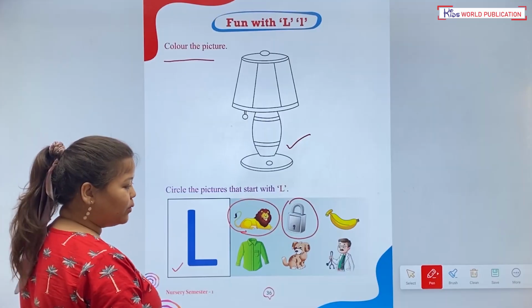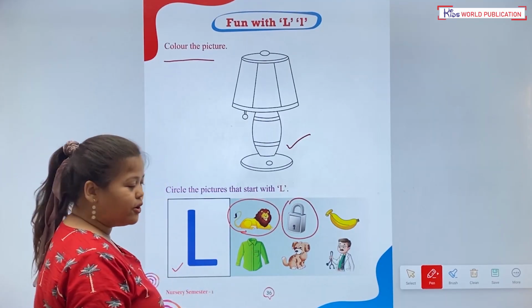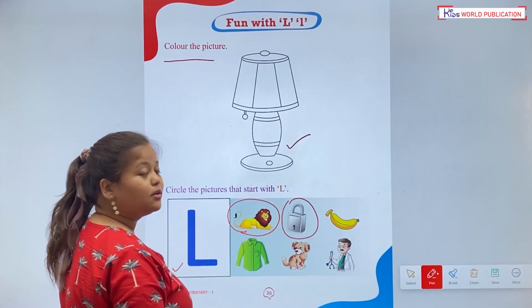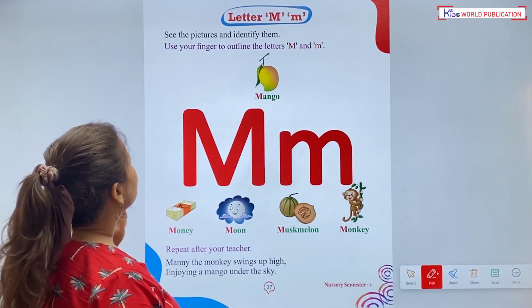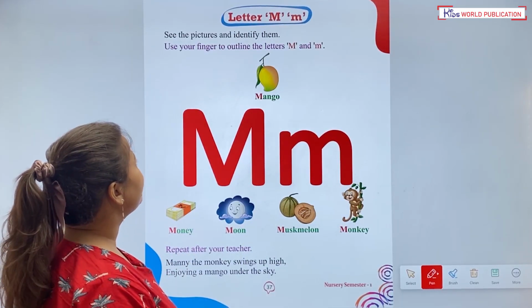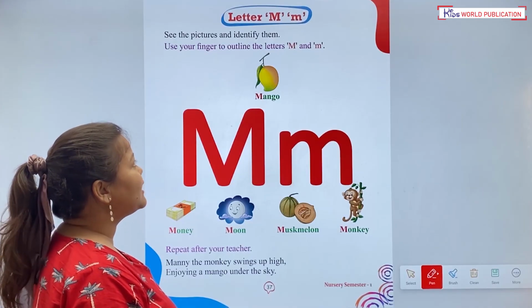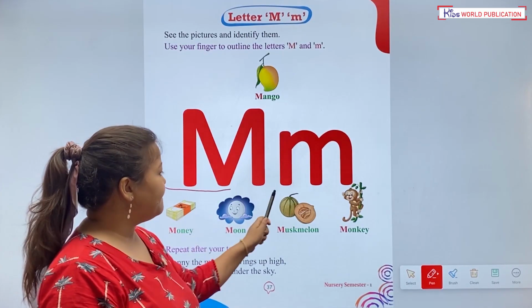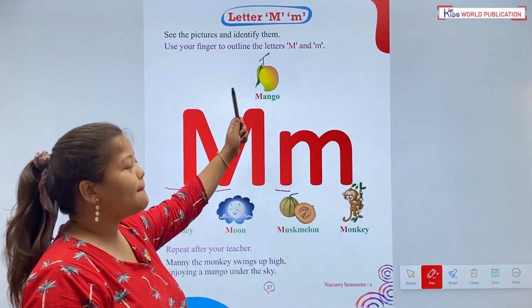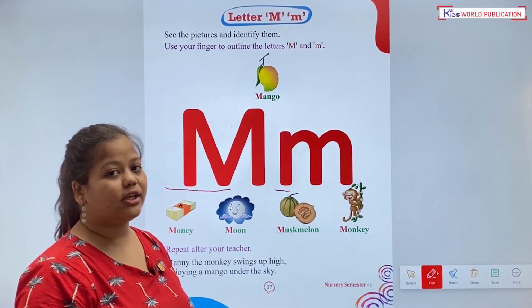Shirt. No. Dog. No. Doctor. No. Letter M. Ma. See the pictures and identify them. Use your finger to outline the letter M and Ma. This is the letter M. Ma. M for mango.